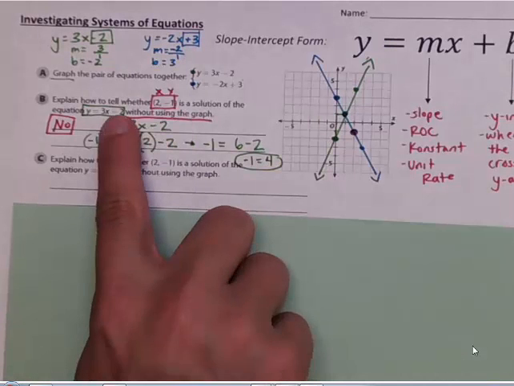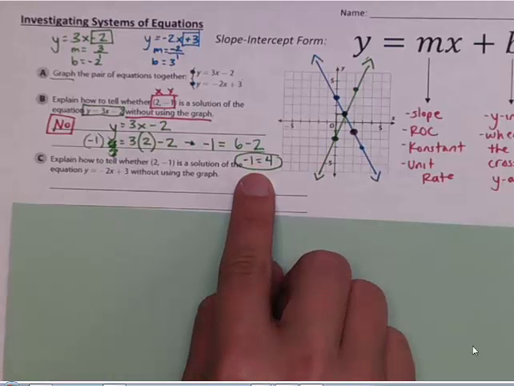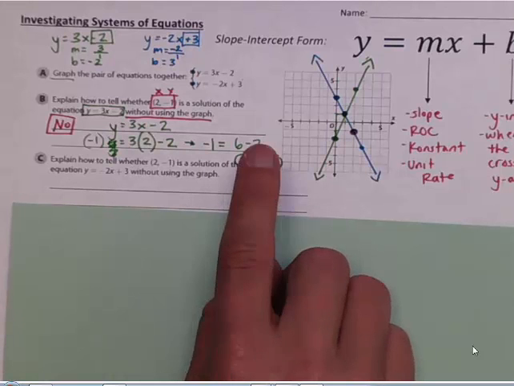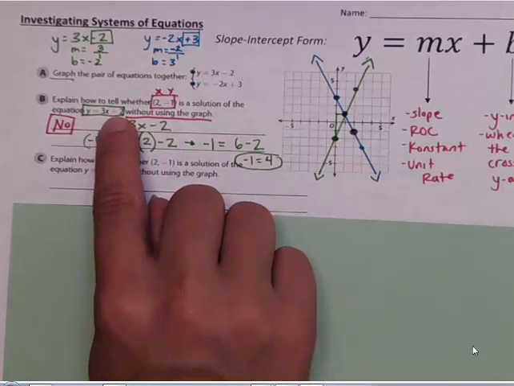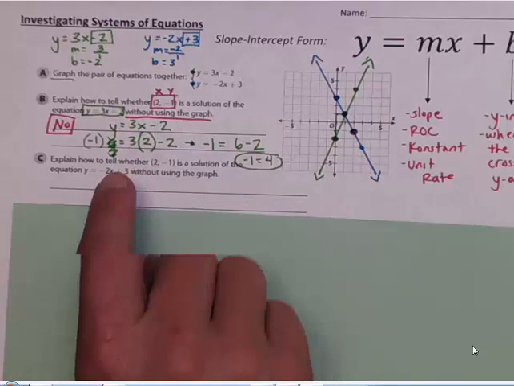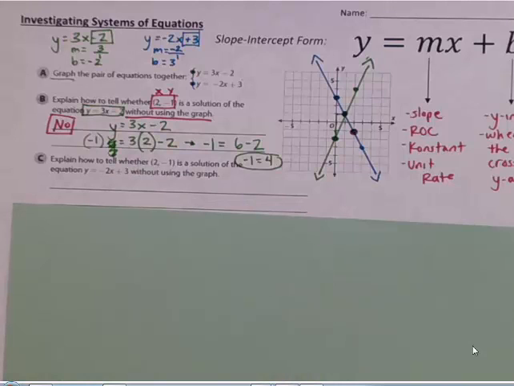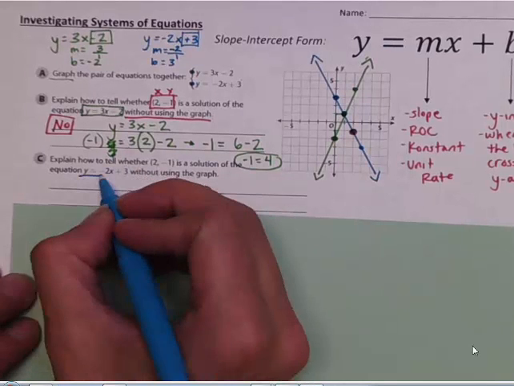So they're saying with this solution, is it a solution to this equation? Is that a true statement? No, that's not a true statement. So this point cannot be a solution. It's not on that line. So it's not a solution. Let's look at C. Explain how to tell whether 2, -1, same point, is a solution to the equation y is equal to -2x plus 3. That was my blue line, without using the graph.